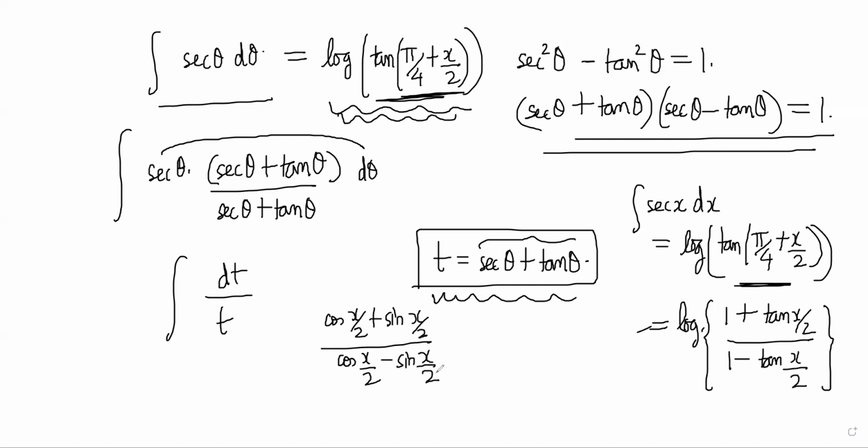You can prove, I think, that this is the same as ln of sec x plus tan x. So let's see how to prove that. What is the expression for ln of sec x plus tan x? It is 1 plus sin x by cos x, right? This is 1 plus sin x by cos x, and here you have this thing. So what to do here? I'll multiply up and down by cos x by 2 plus sin x by 2.